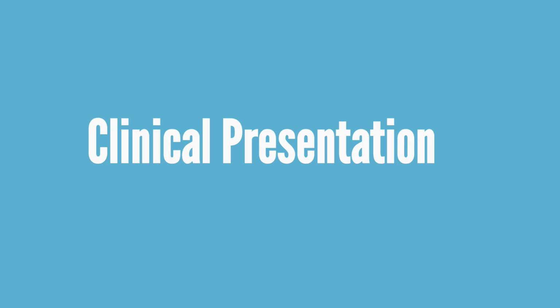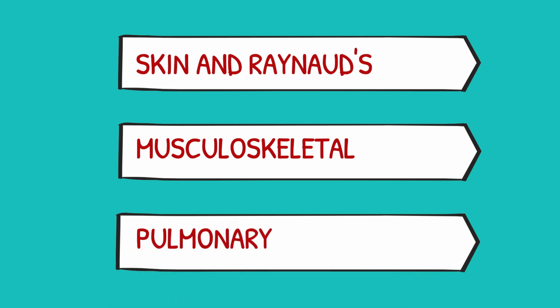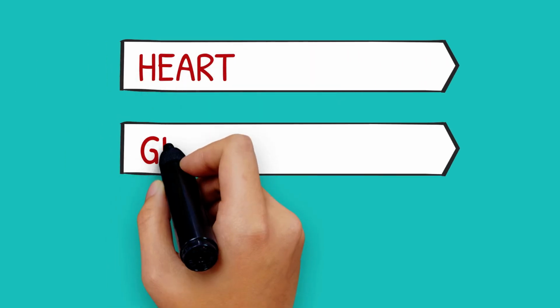Clinical presentation. In this segment, we will discuss the involvement of various organ systems, including the skin and the Raynaud's phenomenon, the musculoskeletal system, the pulmonary system, the heart, the gastrointestinal tract, and the kidneys.